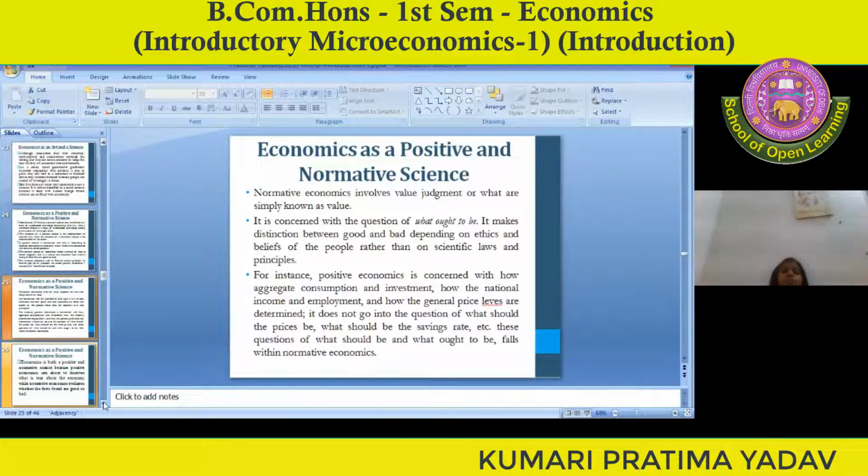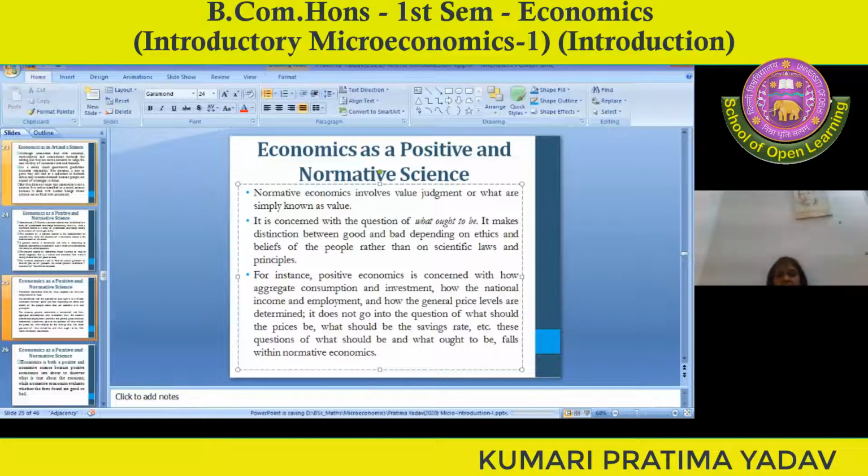and principle. Okay. So for instance, positive economics is concerned with how aggregate consumption and investment, how the national income and employment, and how the general price levels are determined. It doesn't go into the question of what the price should be, what the saving rate should be, etc. These questions of what should be and what ought to be fall under normative.